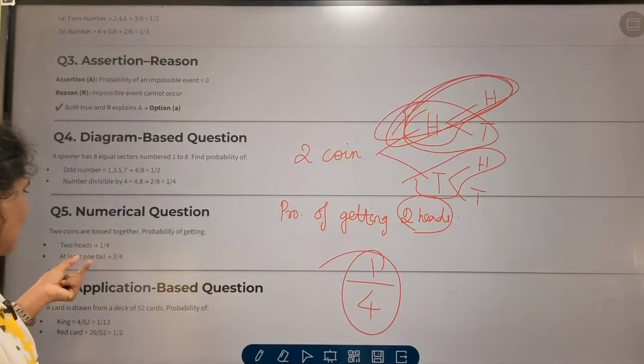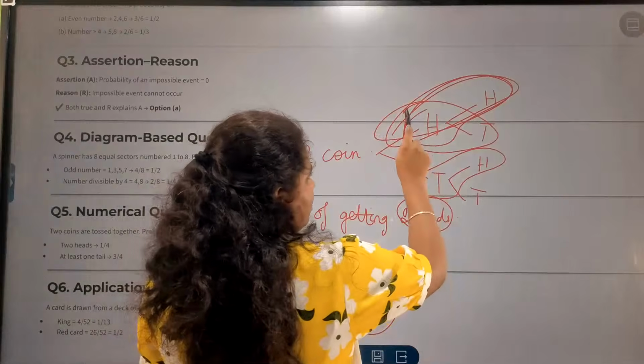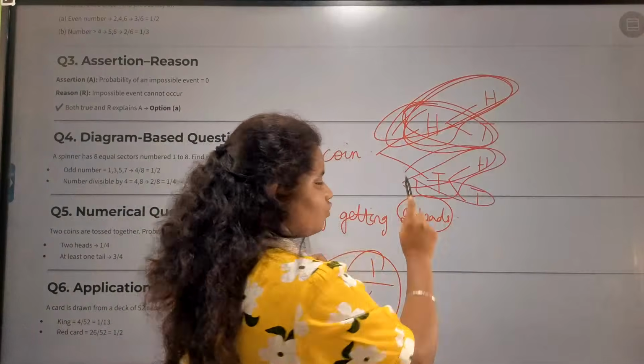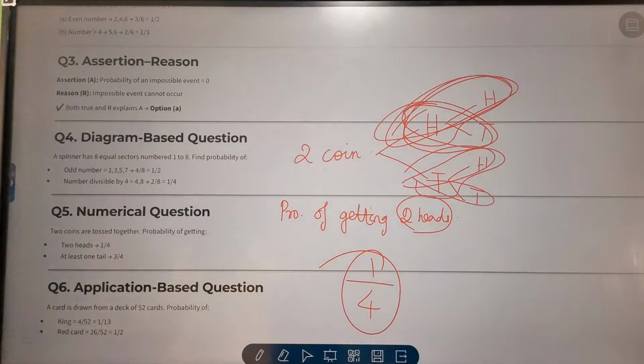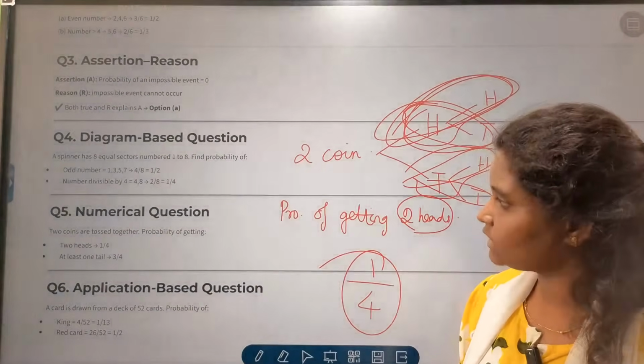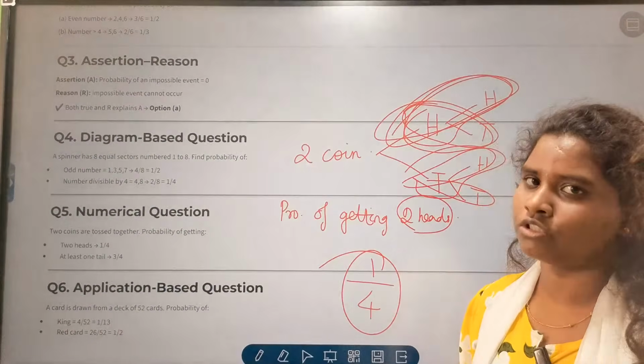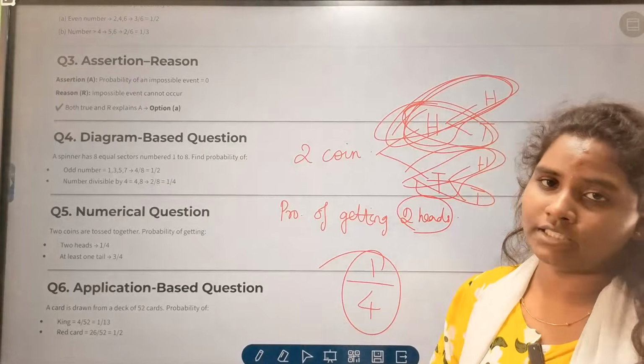And at least one tail means at least one tail will come. So 1, 2, 3. So for that question, it's 3 by 4. Yes, 1 by 4 is the answer for two heads. And at least one tail means it's 3 by 4, right? So the last question is an application based question.